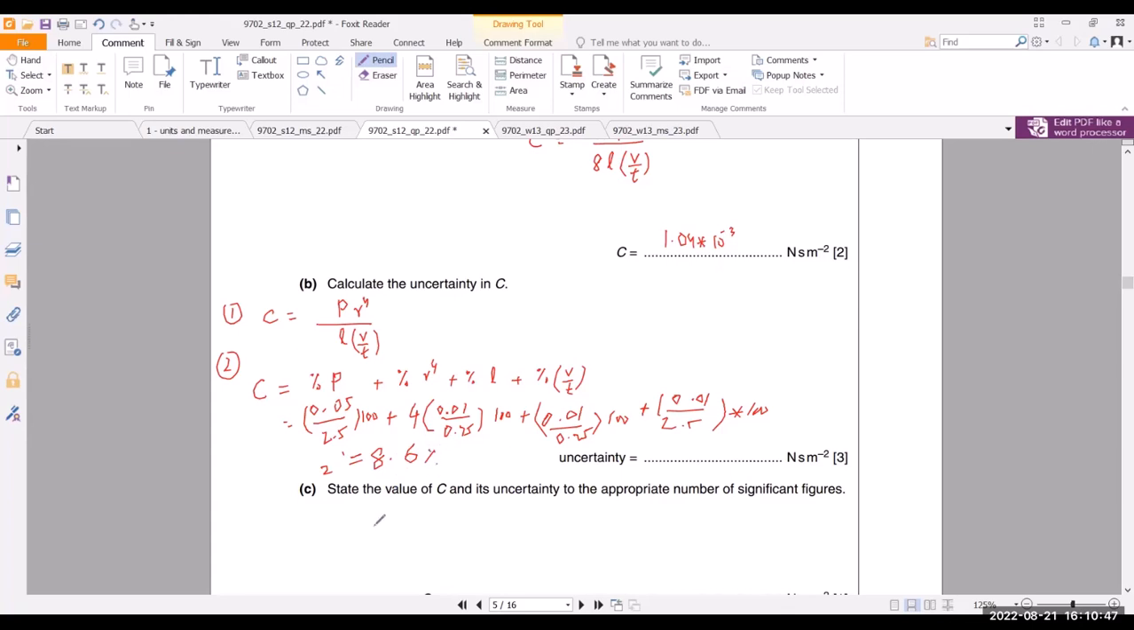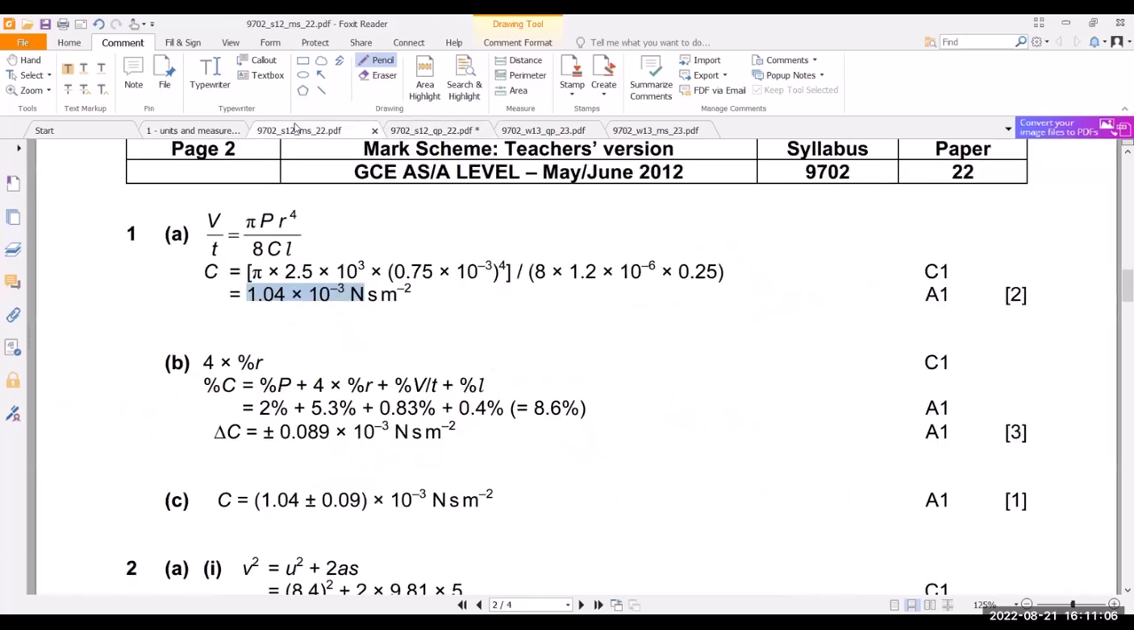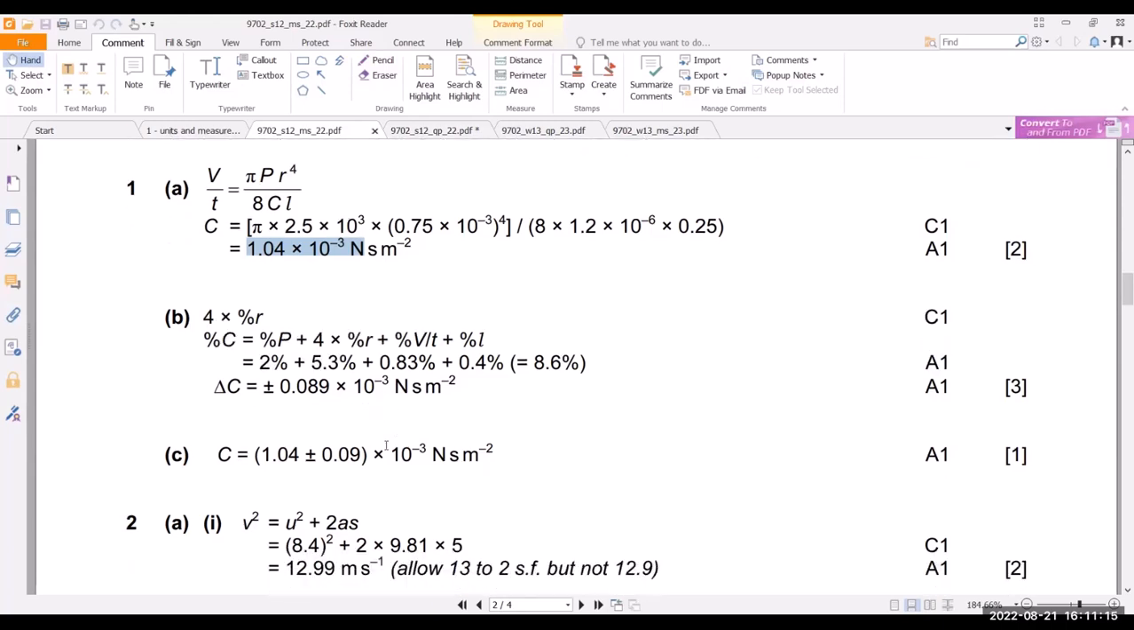Now, what will I do? In step number 3, I will take 8.6% of the actual value of C, that is 1.04 times 10 raised to power minus 3. So what answer will I get? I'm writing directly over it, that answer will be 0.09 times 10 raised to power minus 3. I hope you got the point.